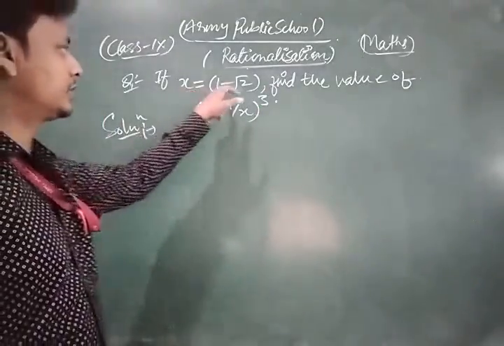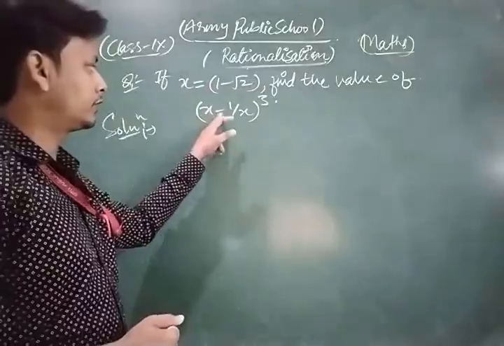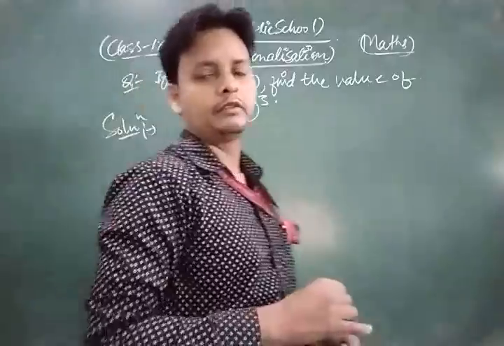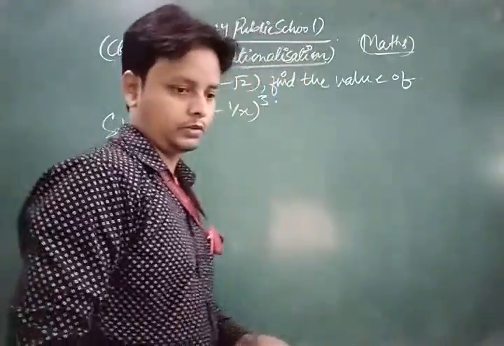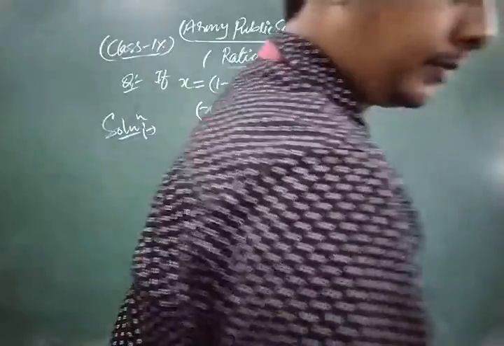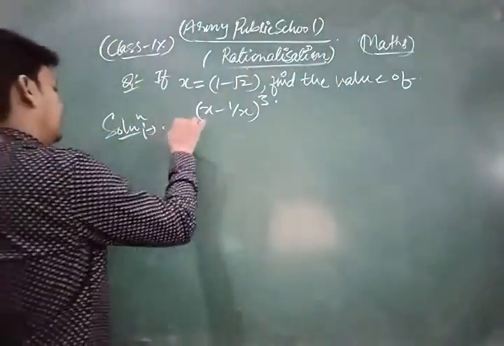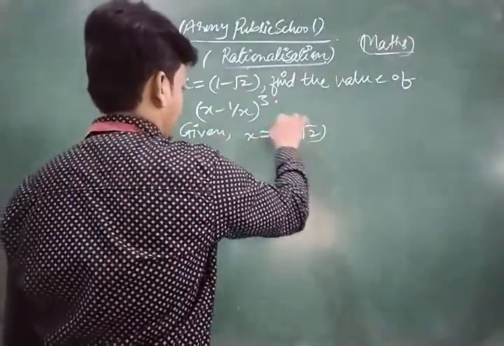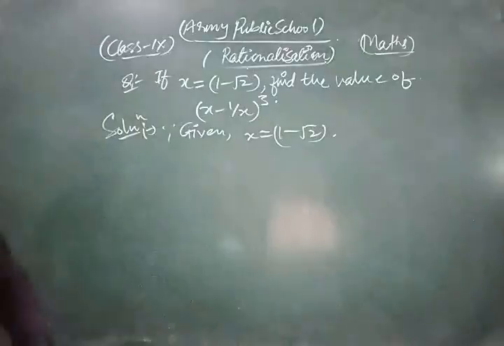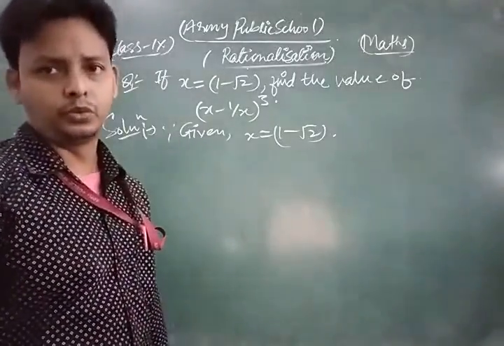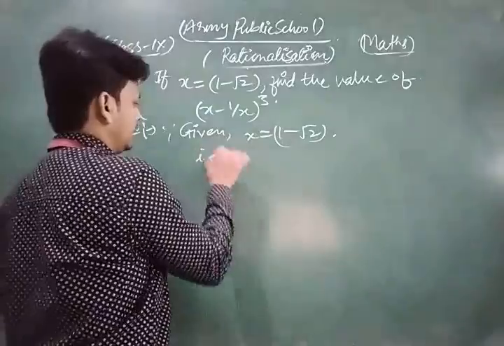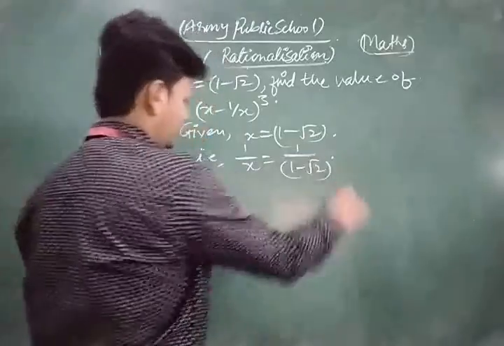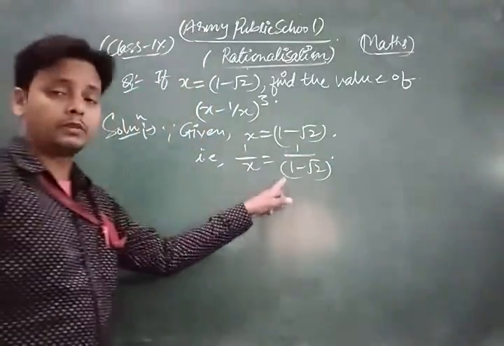So here the value of x is given and we just find the value of (x minus 1 upon x) whole cube. In this type of question, first of all we find the value of 1 upon x. Look, since given x is equal to 1 minus under root 2, the value of 1 upon x is 1 upon 1 minus under root 2. And now we simplify it.